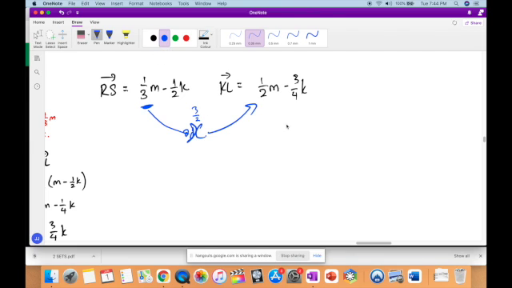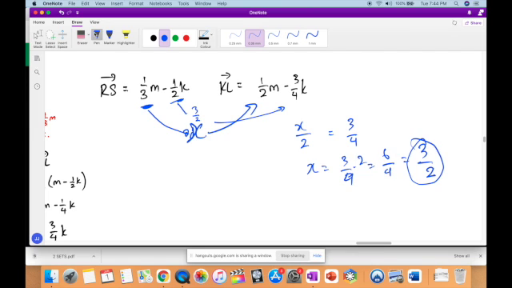If I had a half K, well, a half X, for the K's, I had a half and I'm multiplying it by a number and I want to end up with 3 on 4. So you can tell here that X on 2 is equal to 3 on 4, therefore X will be 3 on 4 multiplied by 2, which is 6 on 4, which is 3 on 2. So we can see 3 on 2 is the scalar multiple.